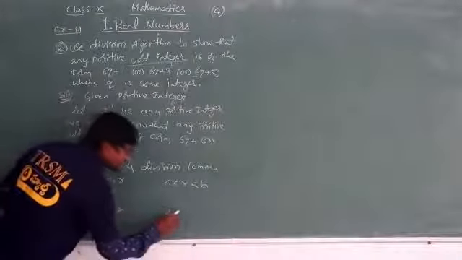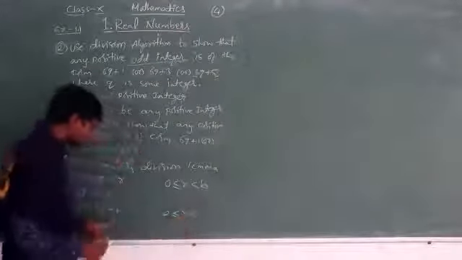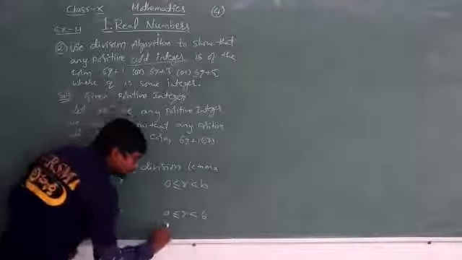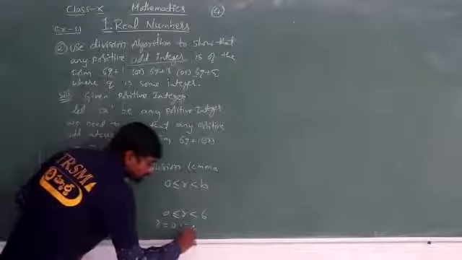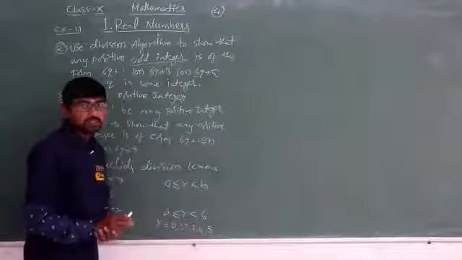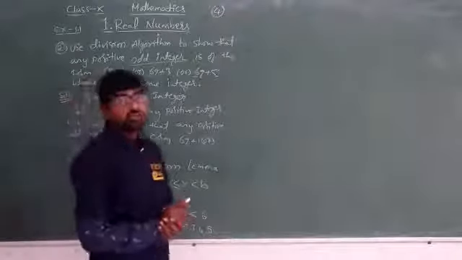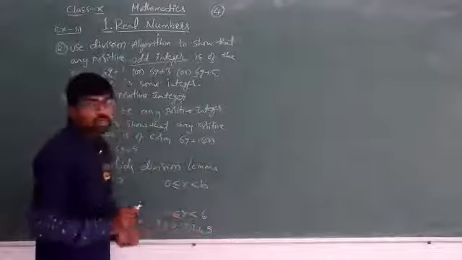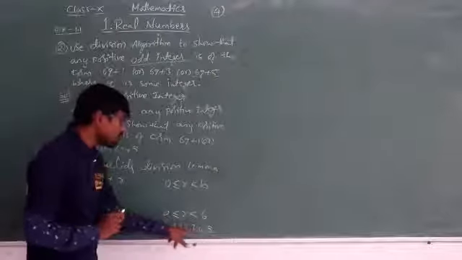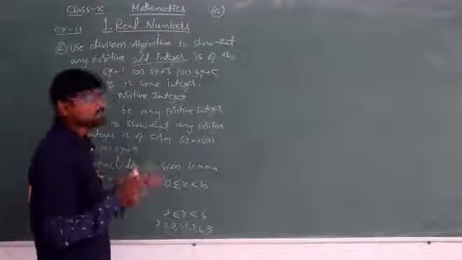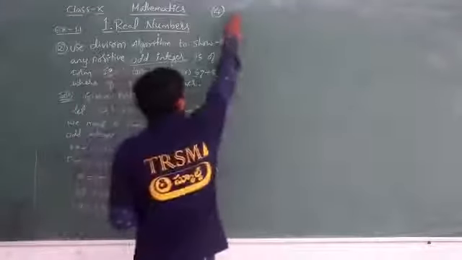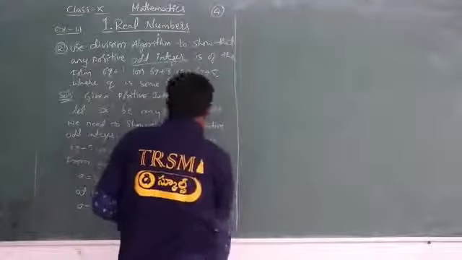So what is the condition? 0 less than or equal to r less than, what is the value of b we have taken? 6, isn't it? So therefore the r value is 0, 1, 2, 3, 4, 5, up to 5, less than 6. That is, up to 5 we have got the remainder values, isn't it? So how many cases do we have here? 1, 2, 3, 4, 5, 6. So totally we have to solve this question by 6 cases.